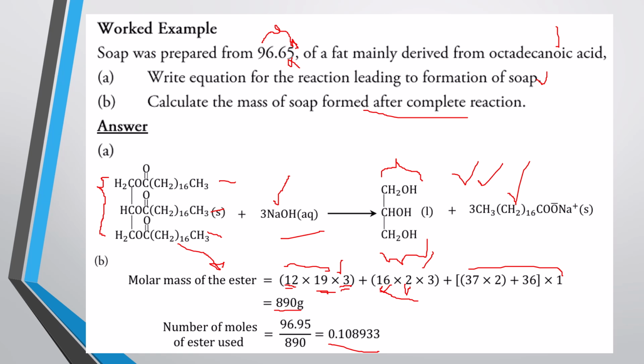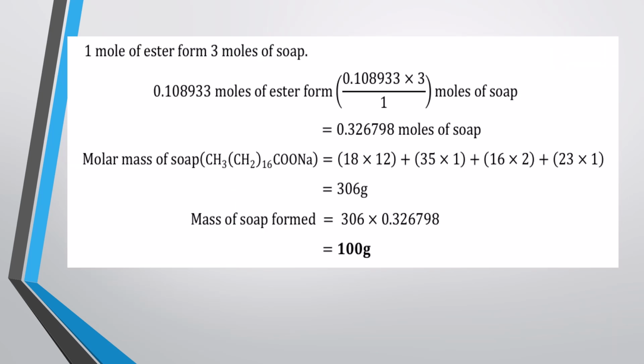Since we now have the moles of the glyceride that is used, we have to compare this one together with this one. From the equation, you can see that 1 mole of the glyceride forms 3 moles of the salt. What about these moles of glyceride? Just like I've explained, 1 mole of the ester forms 3 moles of the soap. What about the moles that you have calculated above? It's going to be 0.108933 multiplied by 3 divided by 1, and this is going to be moles of the soap, and you're going to end up with this.